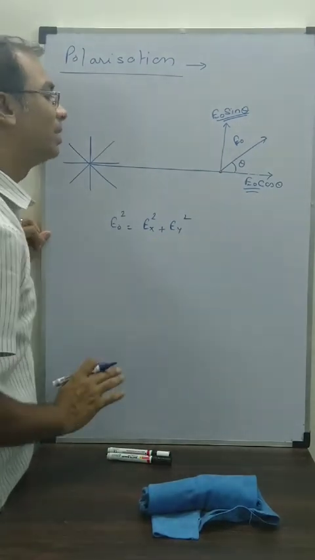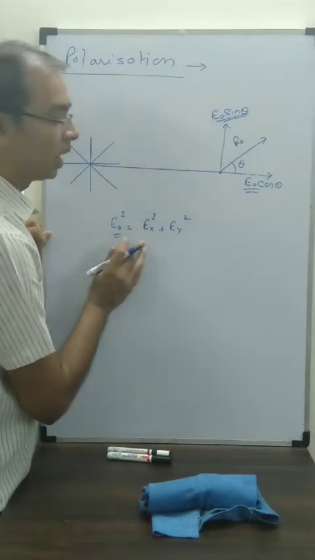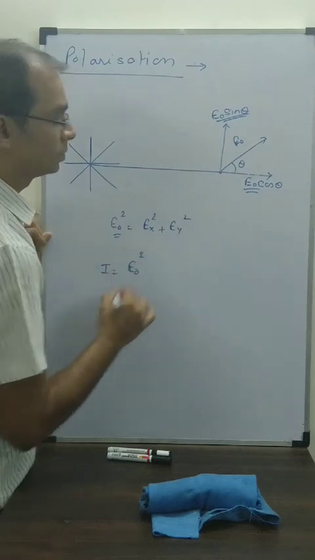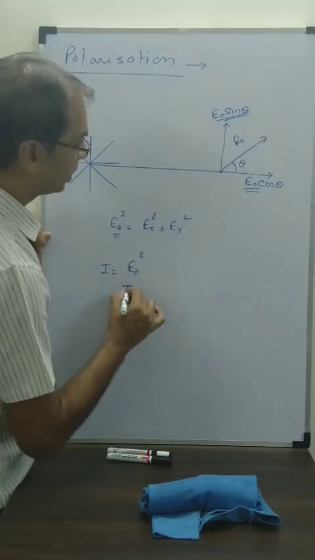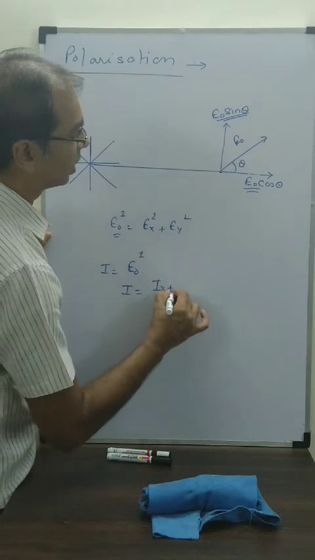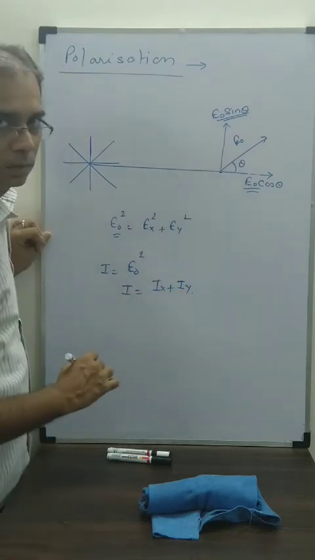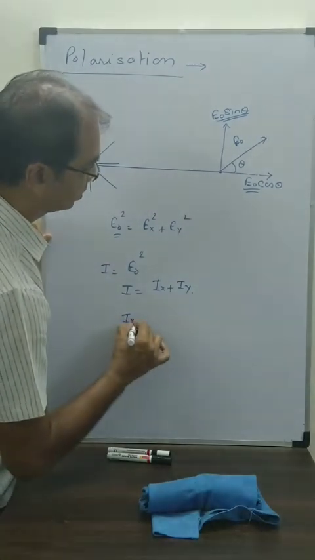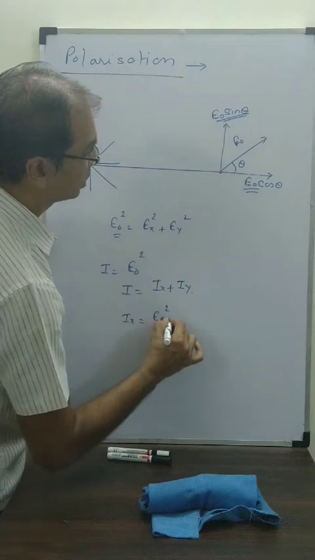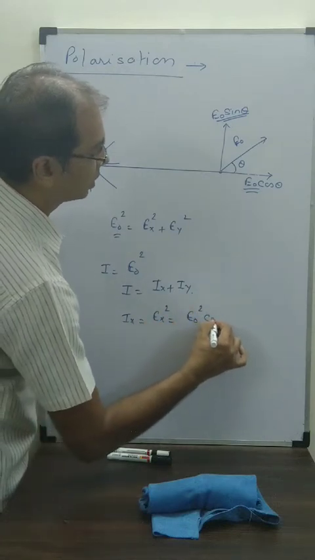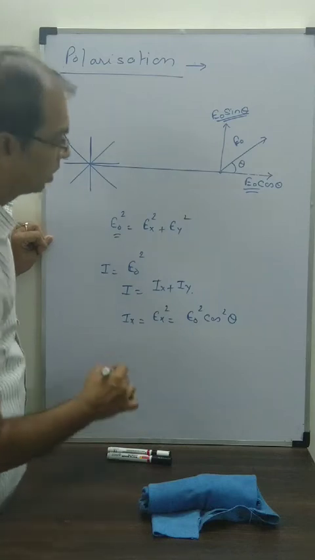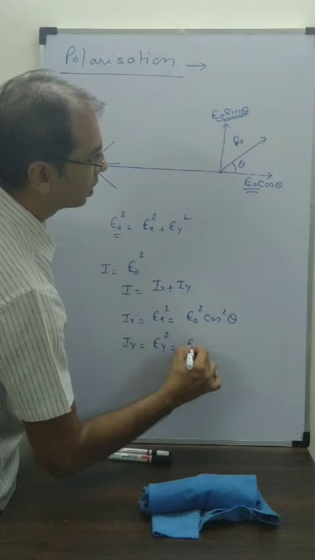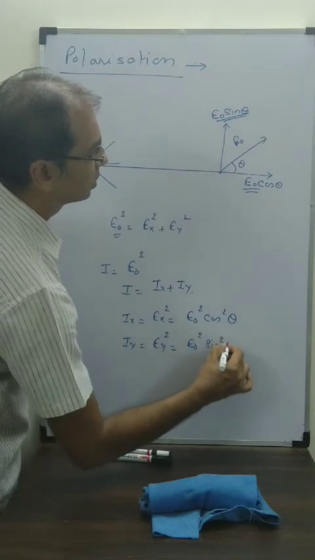If E naught is the amplitude, then intensity is E naught squared. So the net intensity we can write as Ix plus Iy. Ix is Ex squared, that is E naught squared cos squared theta. In the same way, Iy is Ey squared, that is E naught squared sin squared theta.